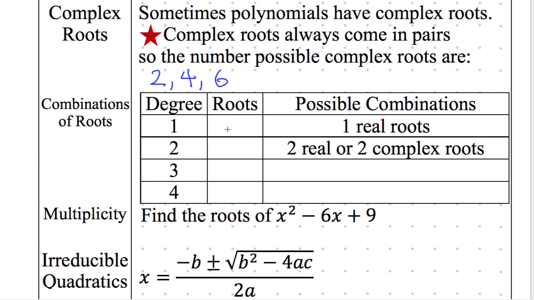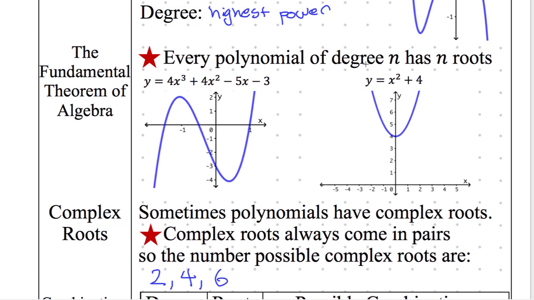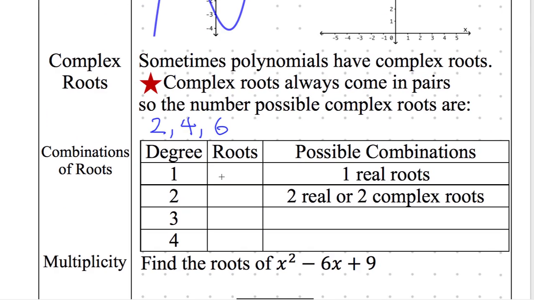So let's talk about possible combinations of roots. If I have a degree 1 polynomial, then how many roots do I have? By the fundamental theorem of algebra, if I have degree n, how many roots do I have? If it's degree 1, it has 1 root. If I have degree 2, I have 2 roots. If I have degree 3, I have 3 roots. If I have degree 4, you have 4 roots. Exactly. That makes sense. But possible combinations, this is where it starts getting complex. If I have degree 1, I have 1 root, and that 1 root has to be real, because I can't have a pair of 1. I have to have 2 of them. But if I have a degree 2 polynomial, I can have 2 real or 2 complex.